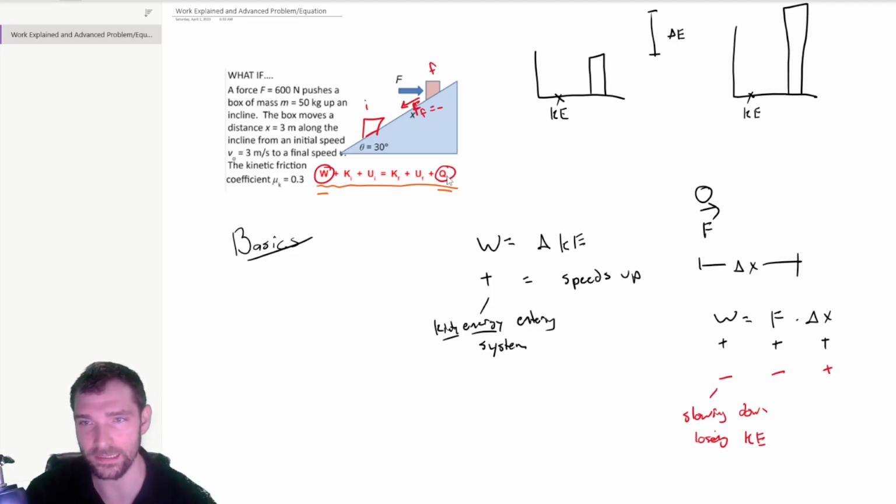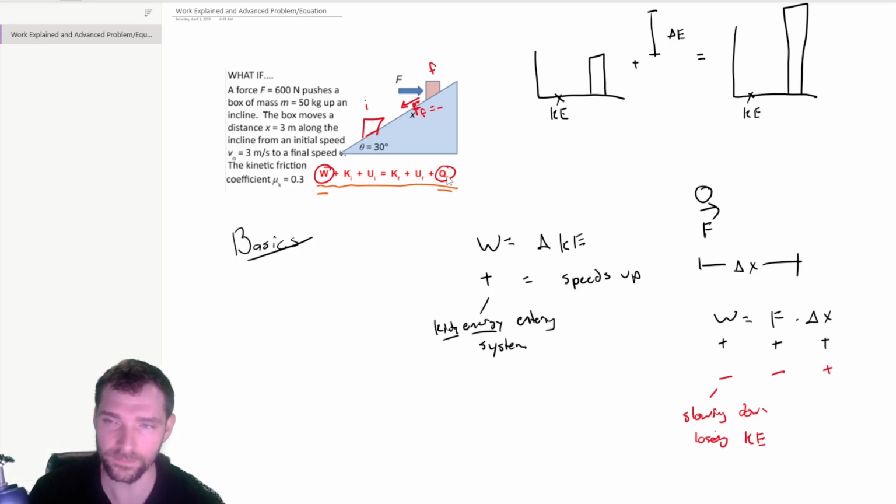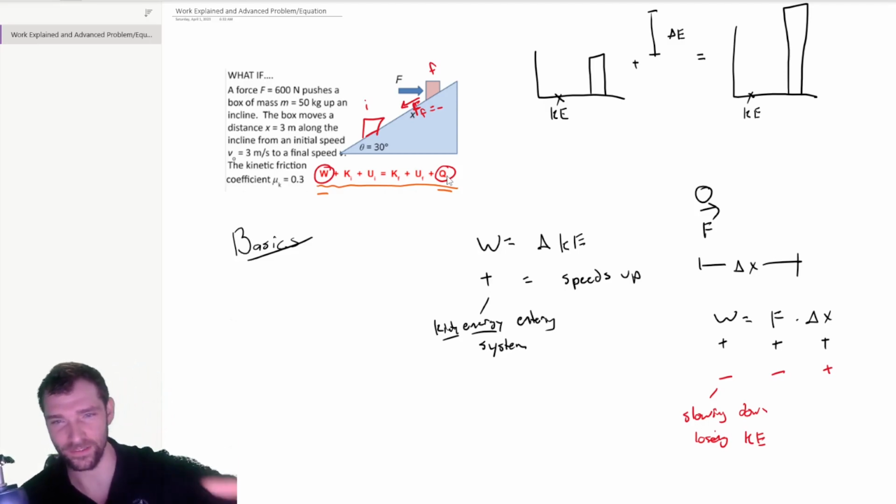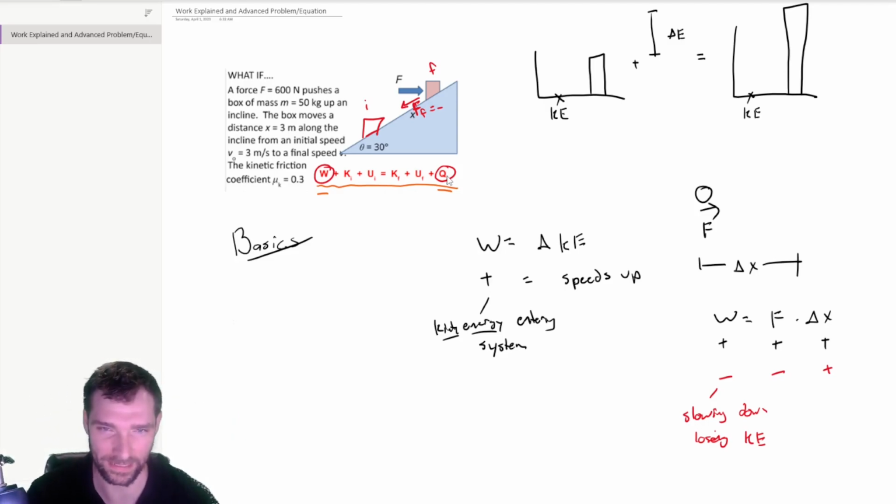So you can say this plus that is equal to the final. But then now you've got work that's positive, and then you've got Q, which is on the other side. Or you could have it as a negative number on the left side. So it's kind of weird what's going on in that equation.